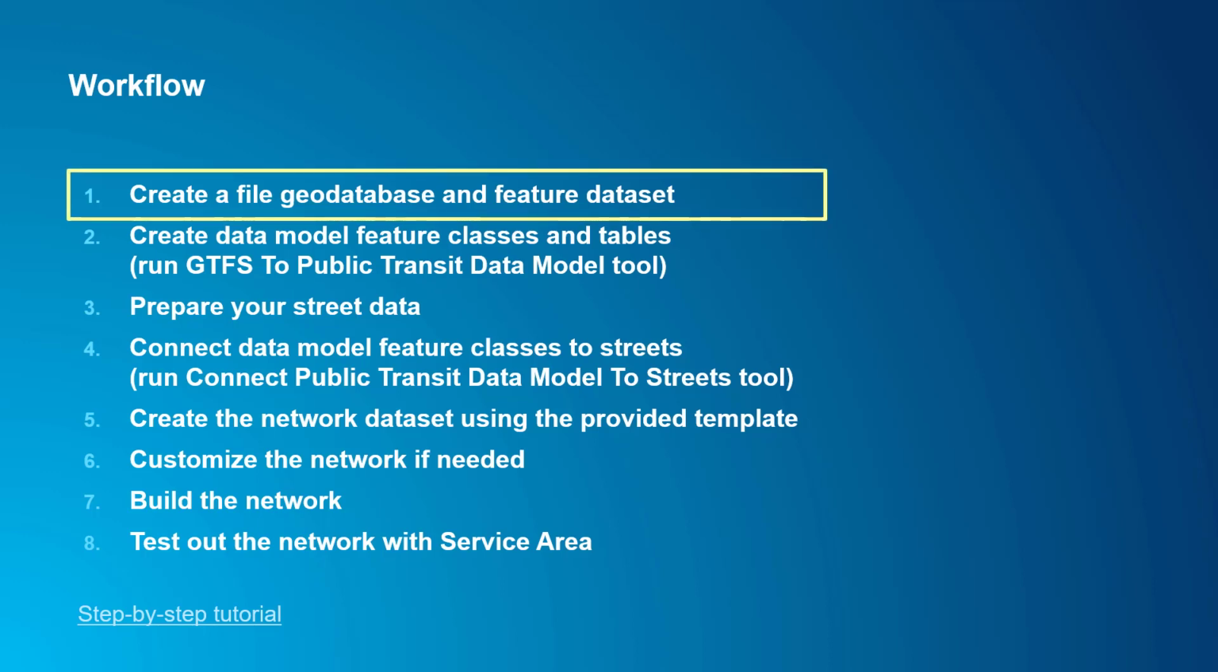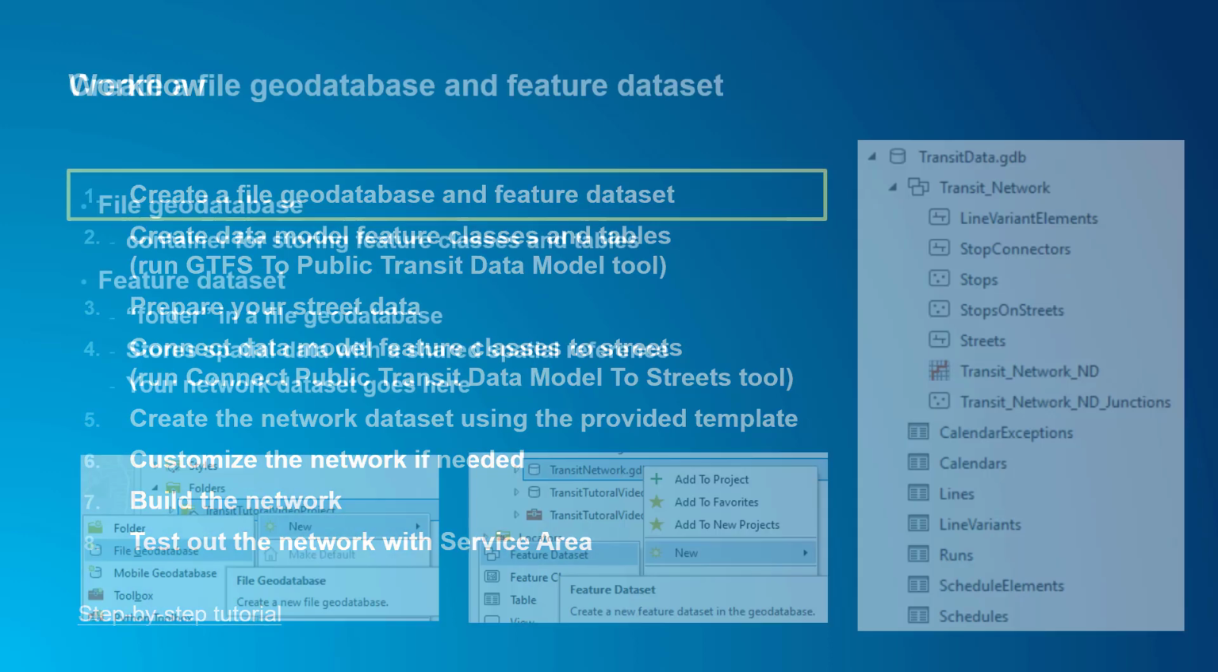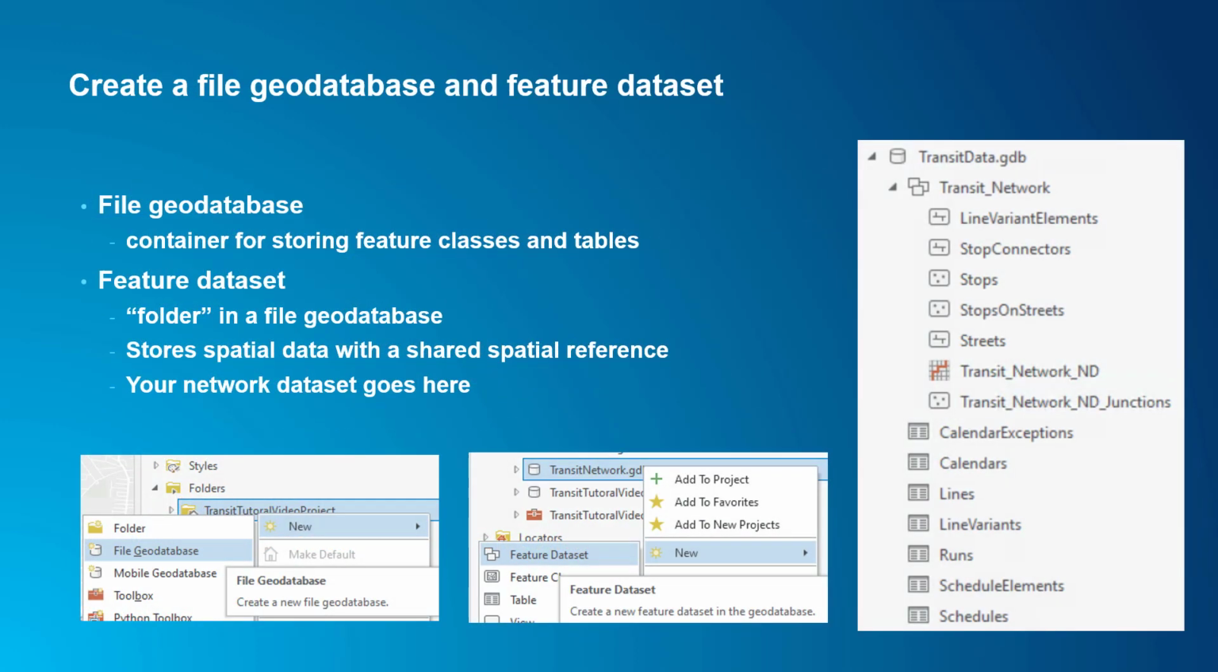Let's start out by creating a file geodatabase and feature dataset. A file geodatabase is a special type of Esri database for storing geographic data, like feature classes and tables. It's just a container for data. Your network dataset must be in a file geodatabase, and it's best to create a fresh one just for your network. A feature dataset is a subdivision within a file geodatabase meant for storing spatial data with a shared spatial reference. You can think of it sort of like a folder, although technically that's not what it is. Network datasets must be created inside a feature dataset, so that's why we have to create one.